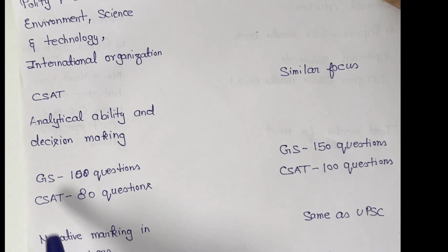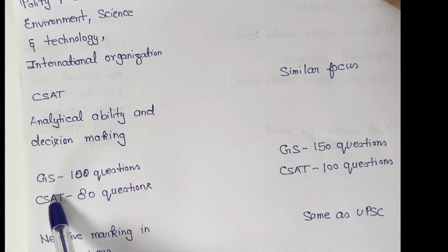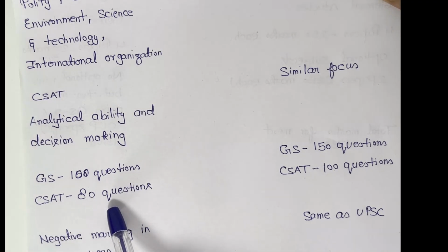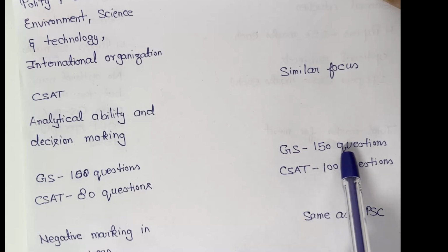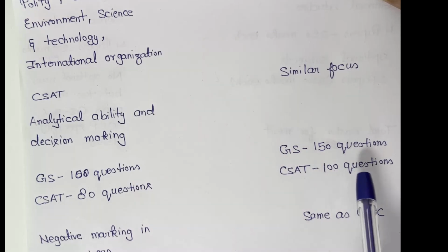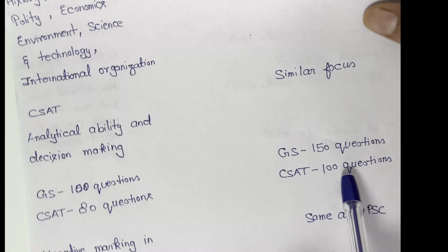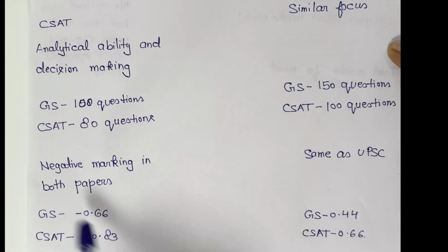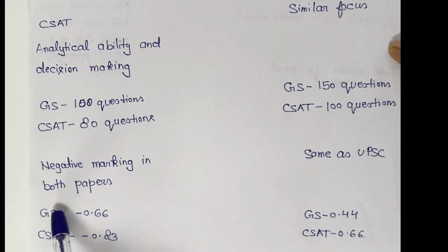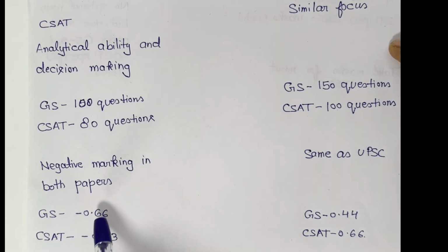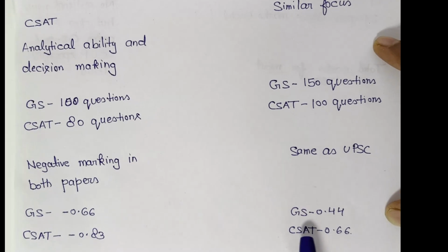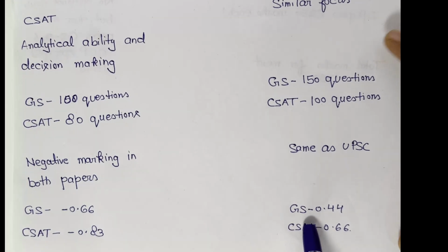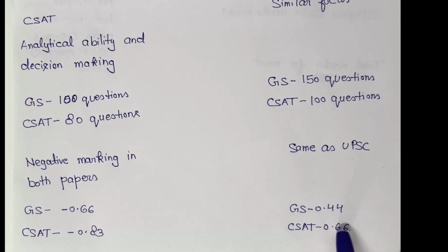In UPSC, GS has 100 questions and CSAT has 80 questions. While in UPPSC, GS has 150 questions and CSAT has 100 questions. Now there are negative markings in both papers. Now GS has negative marking of 0.66 and CSAT has 0.83. That is for UPSC. While for UPPSC, GS has negative marking of 0.44 and CSAT has negative marking of 0.66.